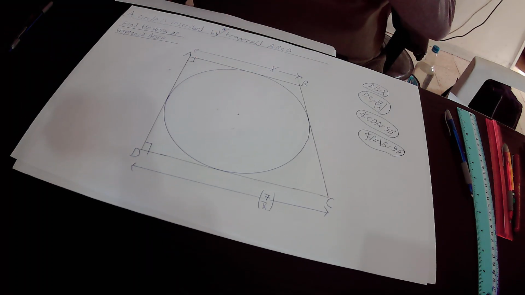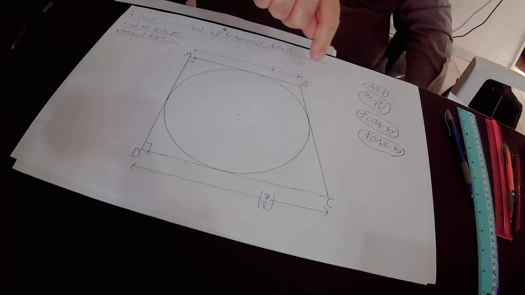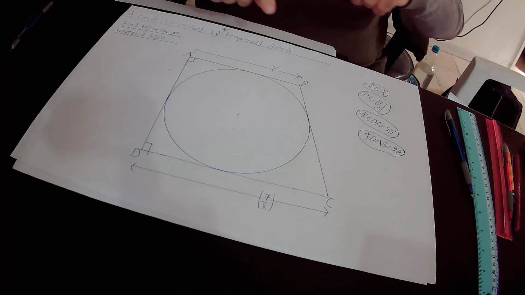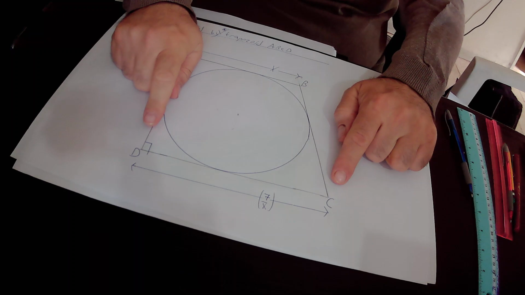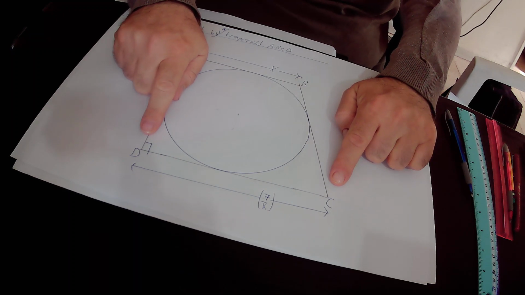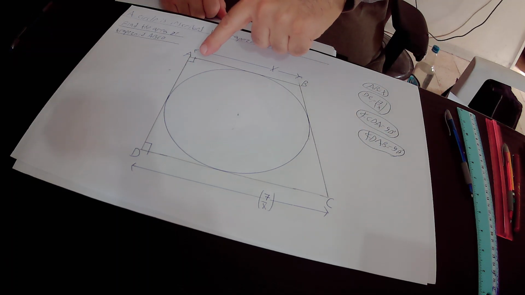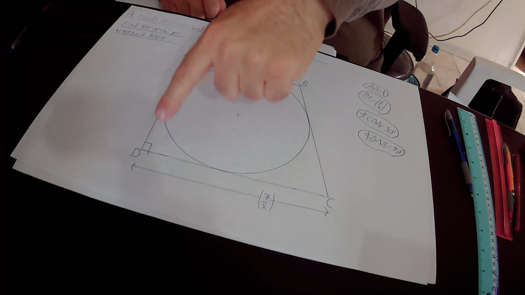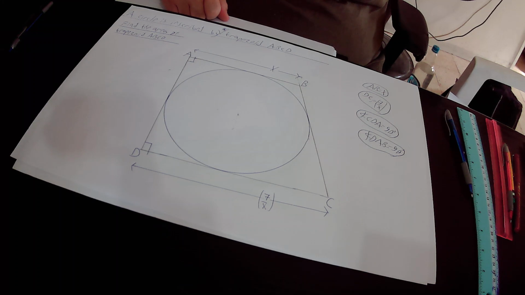In the drawing, we have trapezoid ABCD that blocks this circle. This circle is inscribed by trapezoid ABCD. In addition, we know that side AB of trapezoid ABCD equals x units in length. This is side DC, which equals 7 over x units in length. This is angle BAD, that is a right angle. This is angle ADC, that is also a right angle. Again, our mission is to find the area of this trapezoid ABCD that blocks this circle.